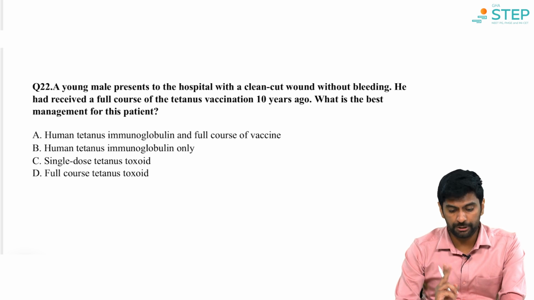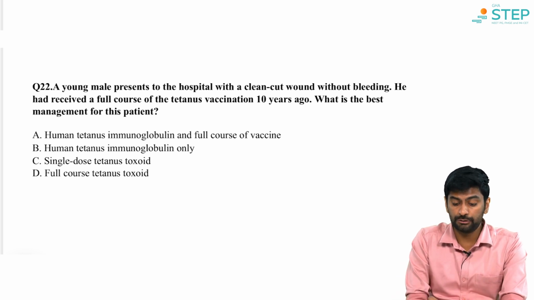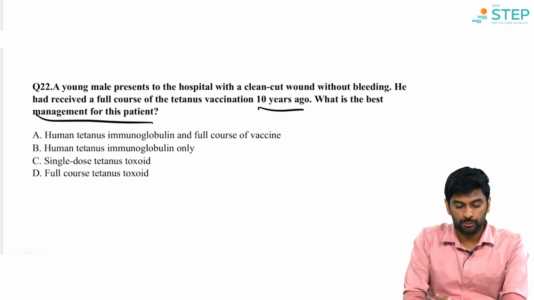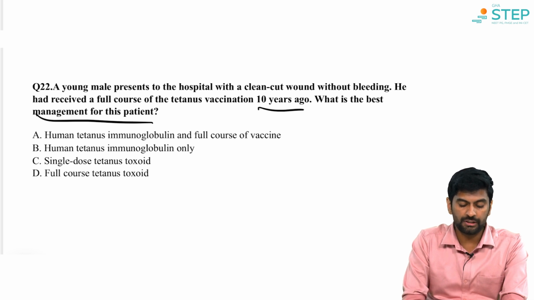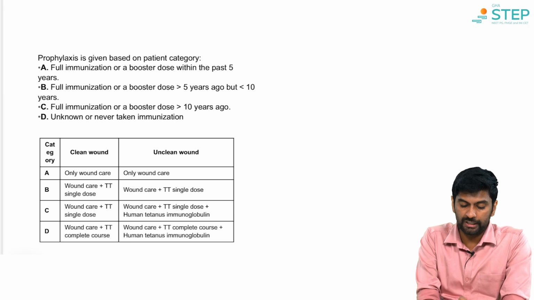Coming to question number 22, a young male presents to the hospital with a clean-cut wound without bleeding. He has received a full course of the tetanus vaccination 10 years ago. What is the best management for this patient? So options are human tetanus immunoglobulin and full course of vaccine, human tetanus immunoglobulin only, single dose TT, or a full course TT. So the prophylaxis is given based on these 4 categories.